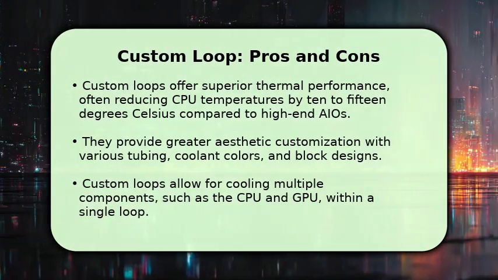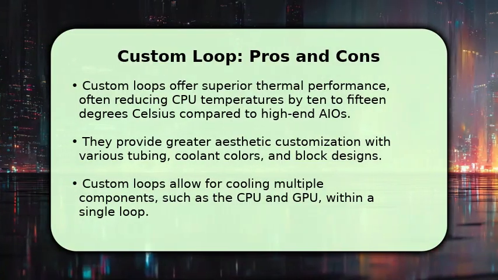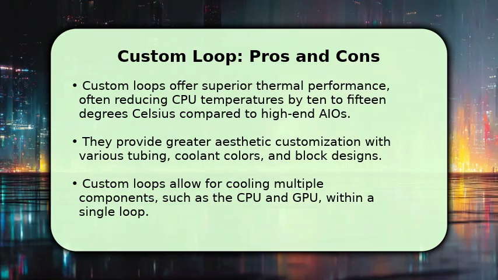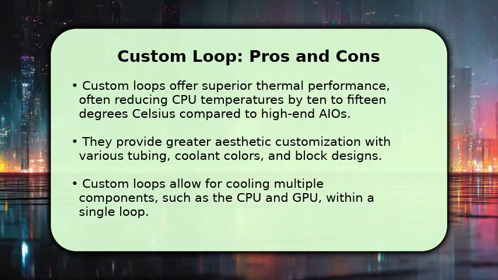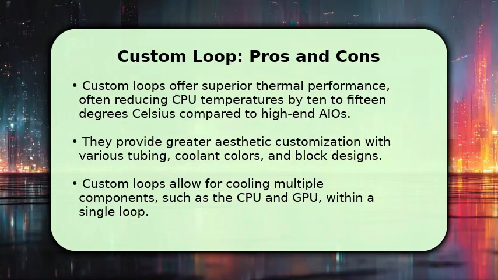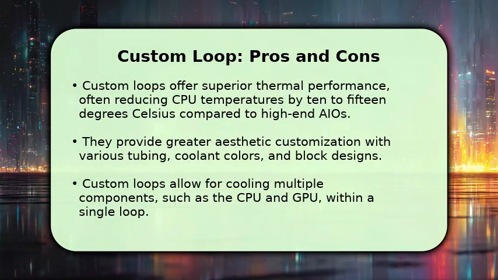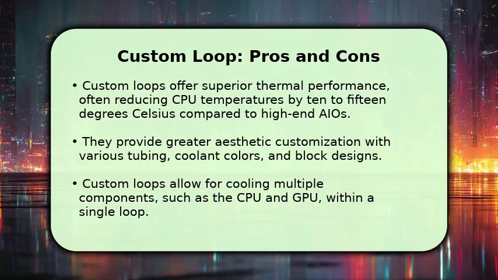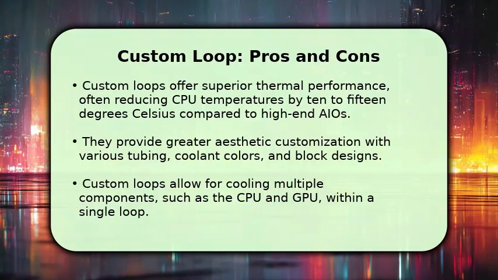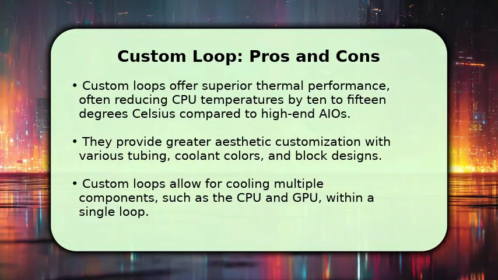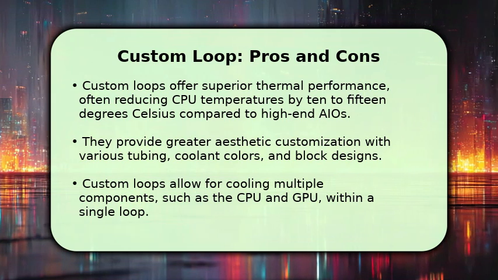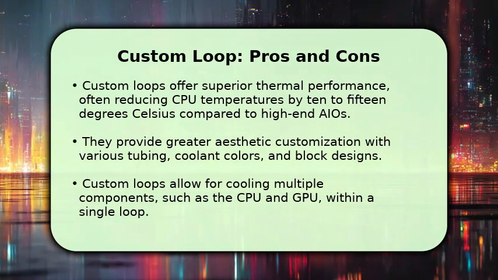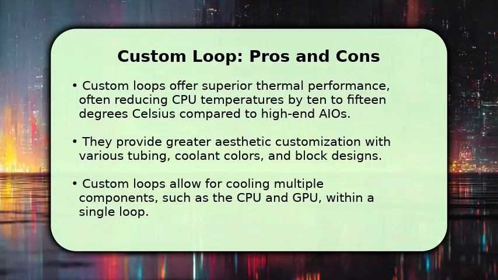Custom liquid cooling excels in thermal performance, often achieving CPU temperature reductions of 10 to 15 degrees Celsius over even the best AIOs. This allows for more aggressive overclocking and quieter operation. You also get unparalleled aesthetic control, choosing your exact tubing, coolant, and block designs. However, the initial investment is substantial, and installation can be a multi-hour endeavor. Furthermore, regular maintenance, like coolant flushes every 6 to 12 months, is essential to keep your system running optimally.